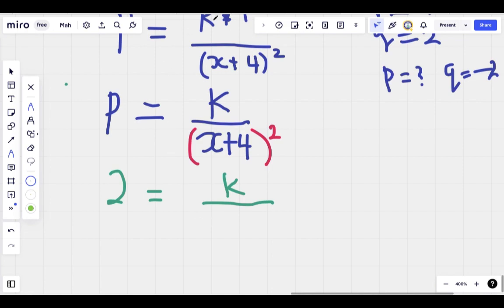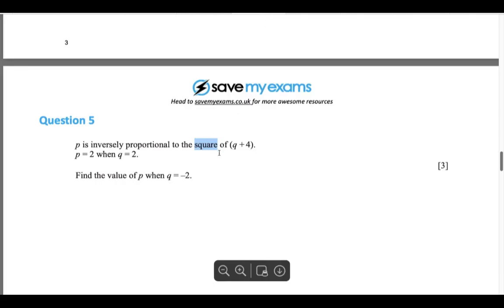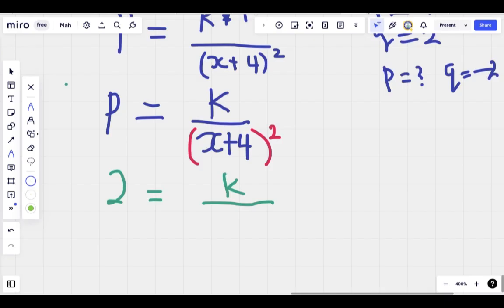Sorry, I think we missed the question. The values we're using are for p and q, so it's not x. Here is not x, here is q. Sorry, they use q as the variable. So q is also 2. So I'll say 2 plus 4, everything squared.